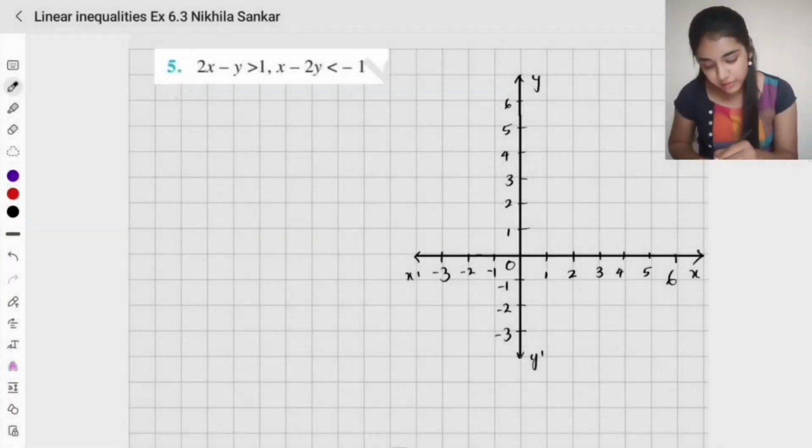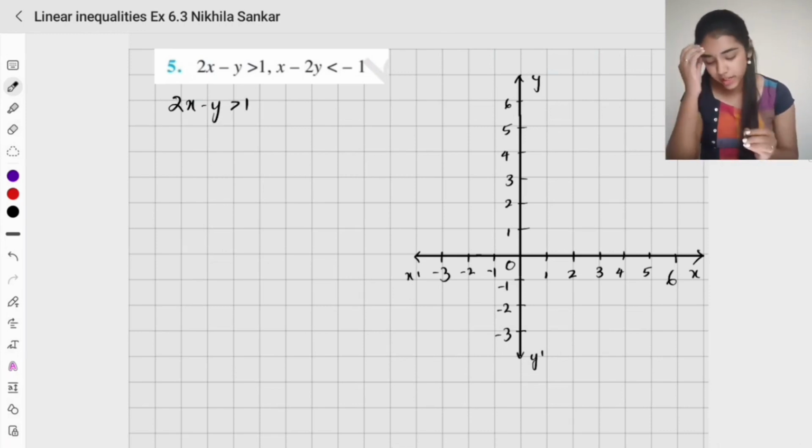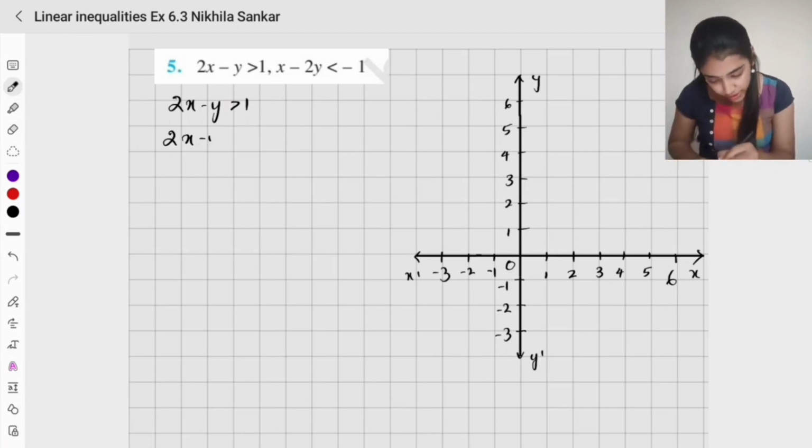Moving on to question number 5. Inequation என்ன? 2x minus y greater than 1. இந்த இடத்துல strict inequality இருக்கு, அதனால dotted lines வரையணும், straight line கிடையாது. Okay, so first step I have to write the equation. 2x minus y equal to 1.